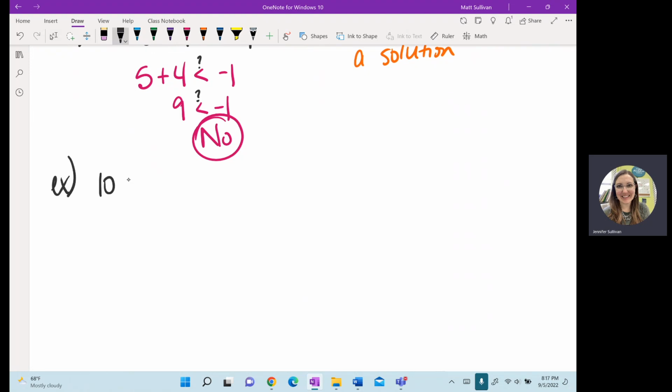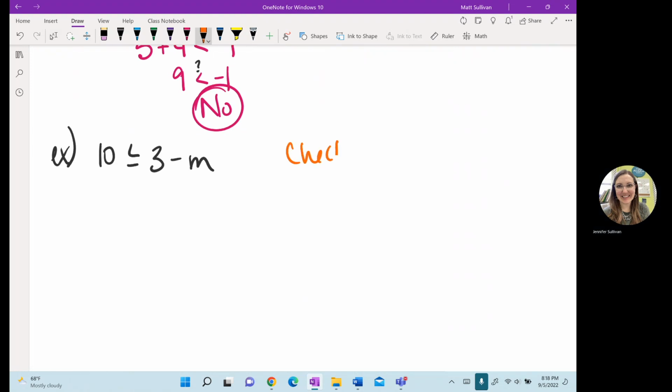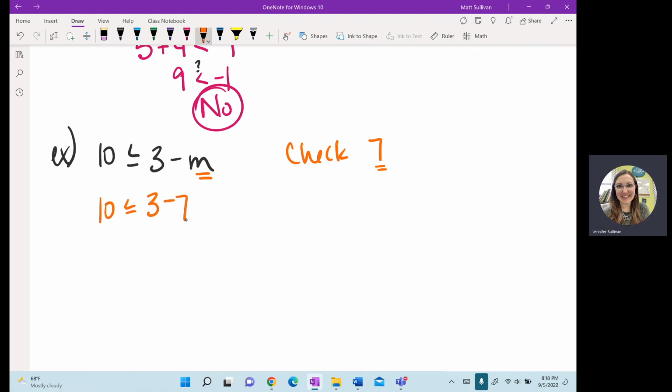Let's say 10 is less than or equal to 3 minus m. Okay, and I want you to check 7. So we're going to take the 7 and we're going to plug it in for the m. 10 less than or equal to 3 minus 7. Now, we're not adding 7 to the other side. We are doing nothing in terms of what we were doing in the previous chapter for solving. Here, we're just checking. We're just checking to see if this gives us a true statement or not.